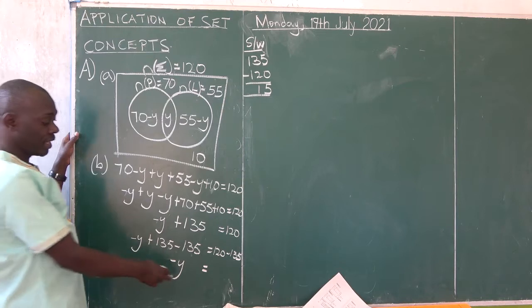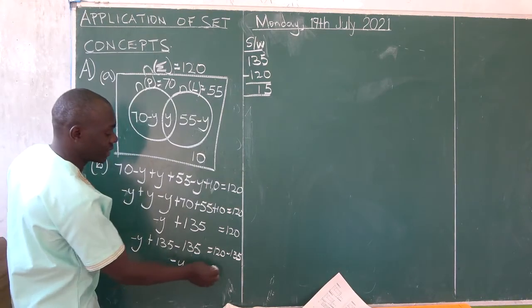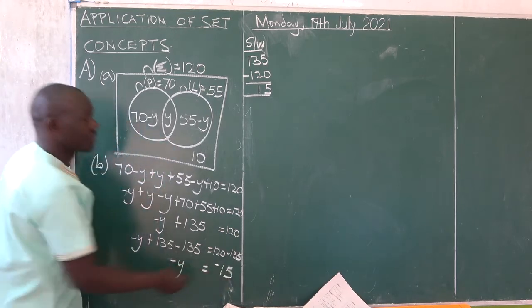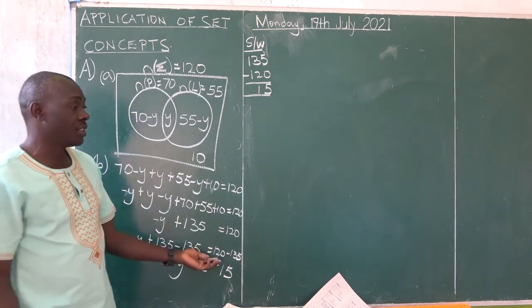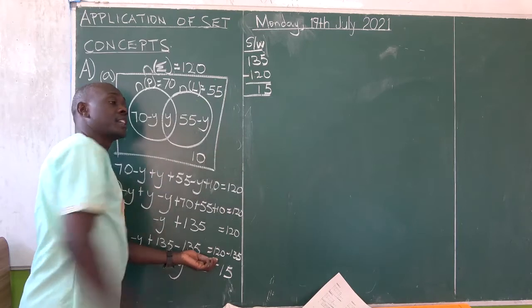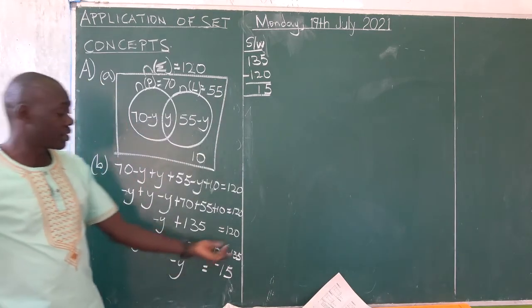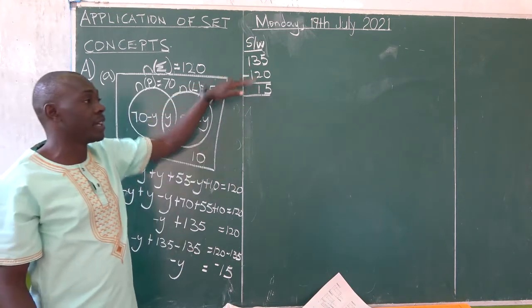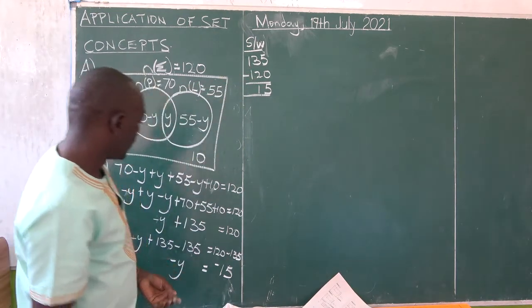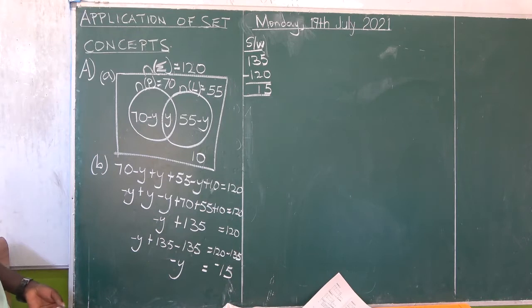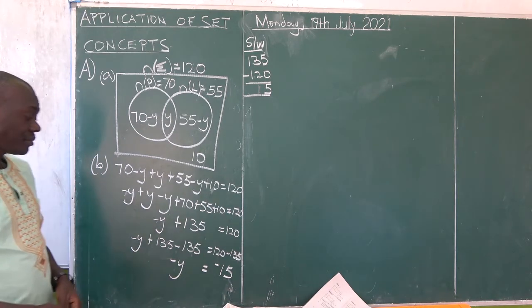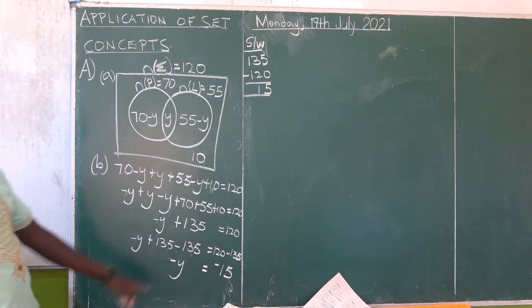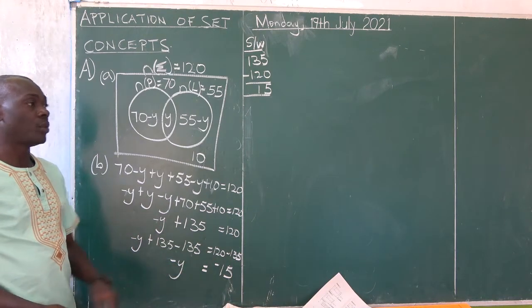So we get negative y as being equal to negative 15. Why is this a negative? Because it is the opposite of 135 minus 120. So 120 minus 135 is a negative 15 because 135 minus 120 is a 15. Now, when you reach here, you don't stop there. When you are solving for y, it must be positive. But here, it is a negative y.